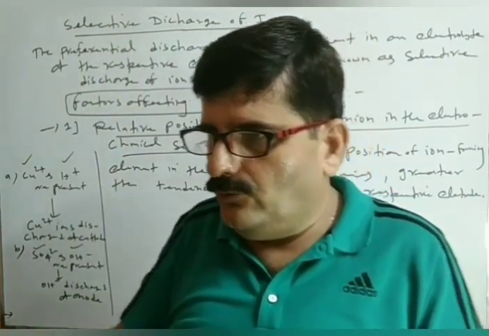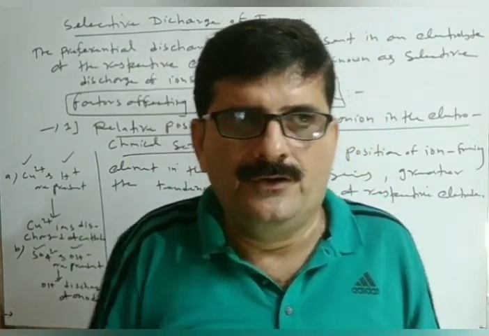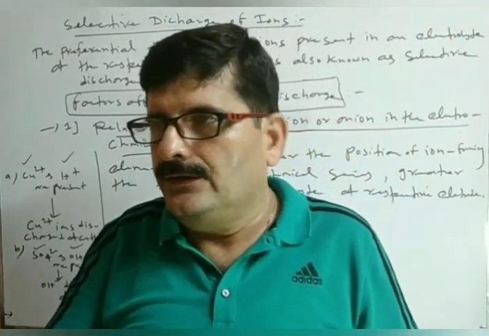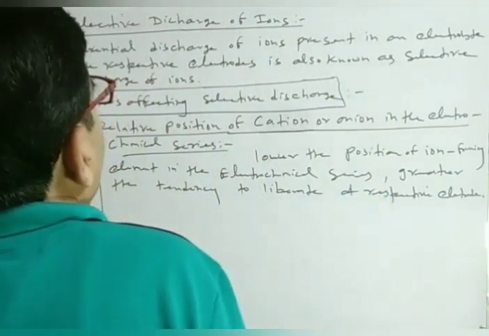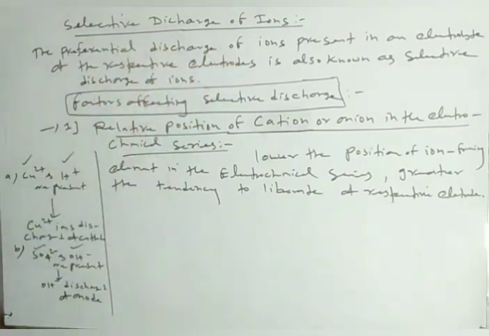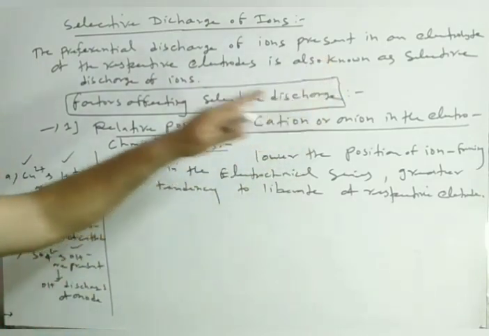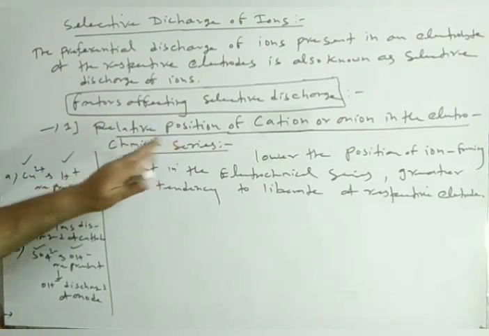Suppose more than one cations and anions are available for discharging, then only one cation is deposited at the cathode and only one anion at the anode, which is known as selective discharge of the ions. The preferential discharge of the ions present in an electrolyte at the respective electrode is also known as selective discharge of the ions. Factors affecting selective discharge.